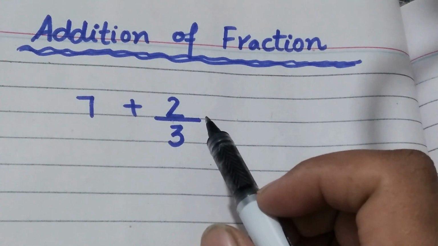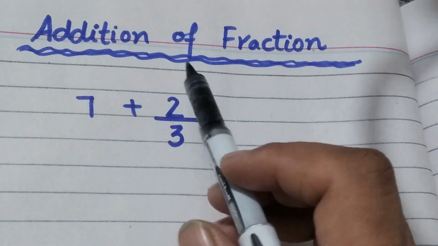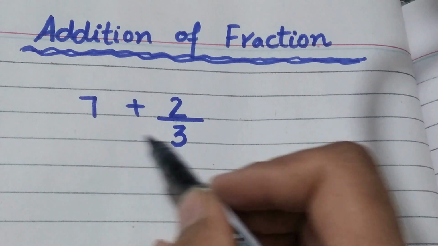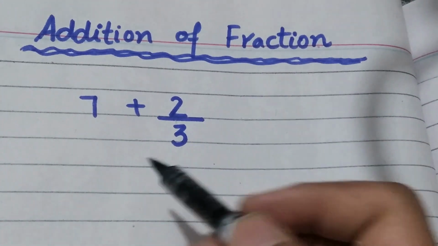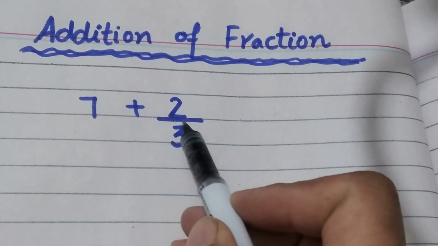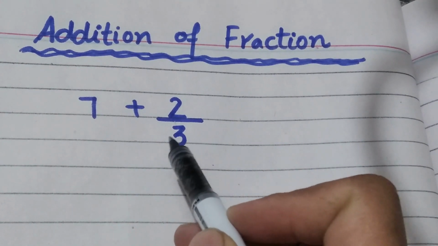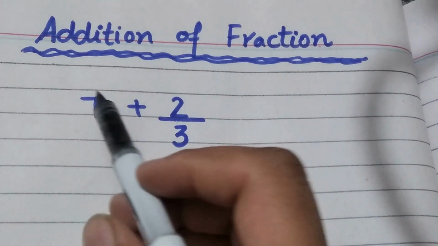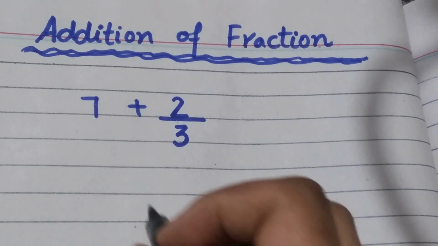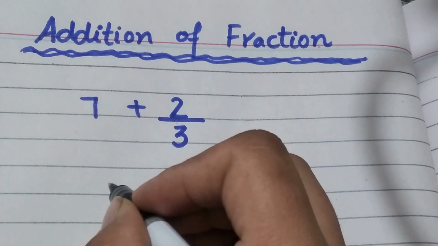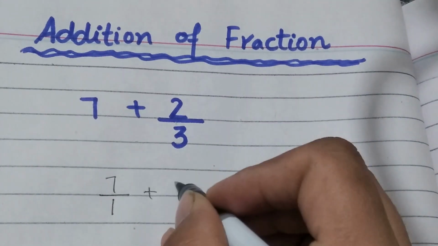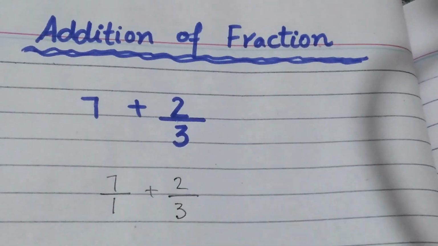First, let us learn about addition of fractions. Firstly, I have the value 7 plus 2 by 3. Here you can see there is nothing under the 7. 2 has 3 in the denominator and there is nothing in the denominator of 7. So firstly we will write here 7 by 1 plus 2 by 3.